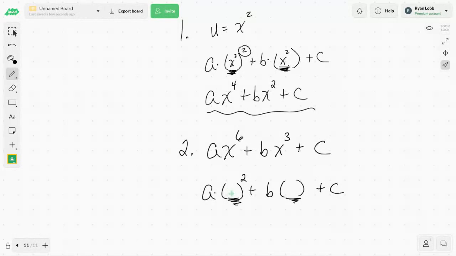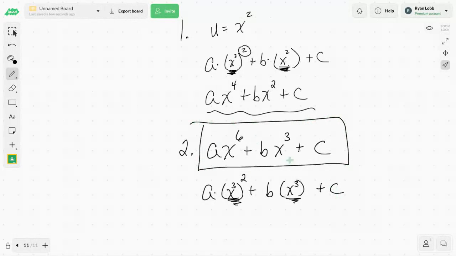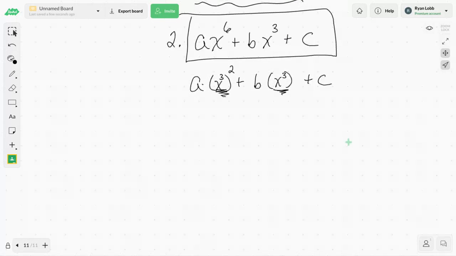In this case, well, what do I square to get x to the 6th? Well, x to the 3rd, right? Powers to powers, we multiply. And then over here, well, clearly I have b x to the 3rd. So this takes the form of a quadratic. Therefore, this right here is also in quadratic form, okay? Let's do one more just so you kind of get a sense of what quadratic form looks like.